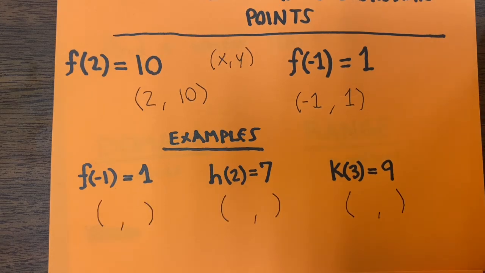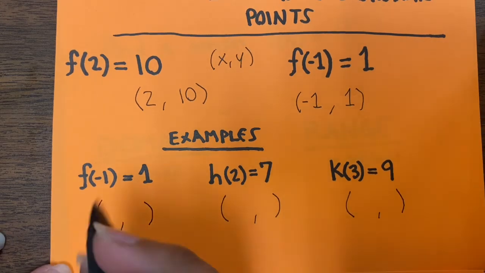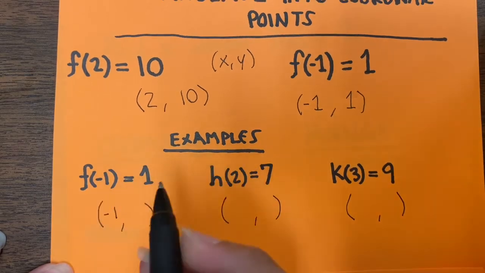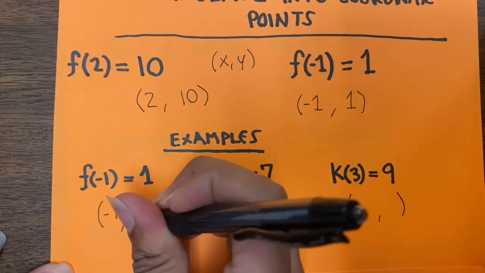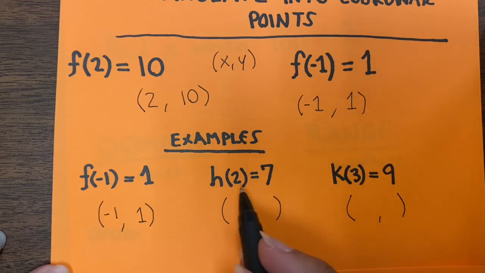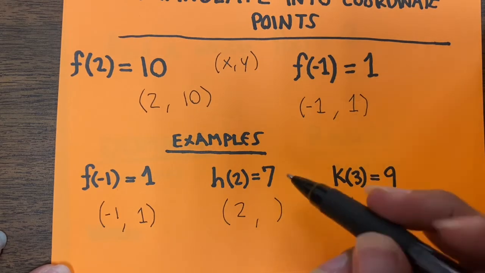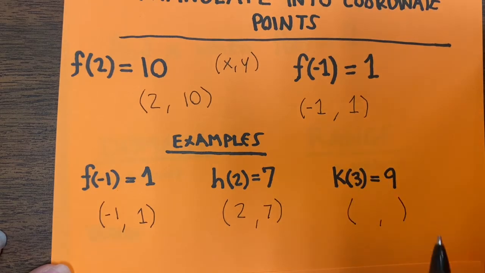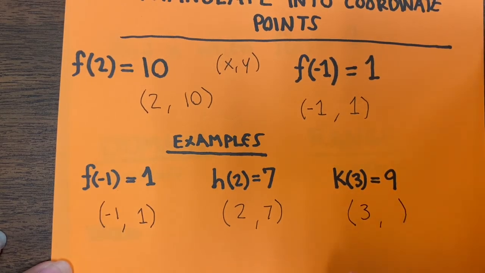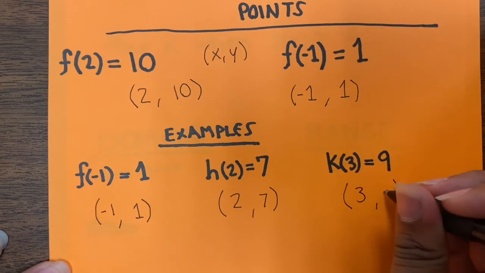So here we have the x value is negative 1 and the y value is 1. Over here we have the x value is 2, the y value is 7. Over here we have the x value is 3, and the y value is 9.